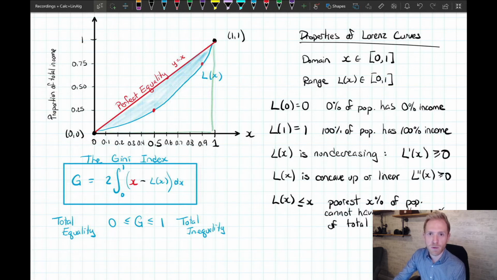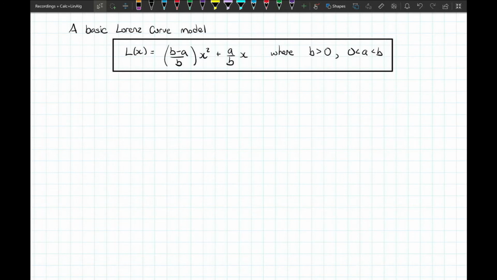Let's start off with a simple one. For a very basic example of a Lorenz curve, we could say that L of x is some function of the form ((b − a)/b)x² + (a/b)x, where b can be any positive number and a is a value between 0 and b. We can double check by plugging in 0, that L of 0 equals 0, so that criteria is obeyed.